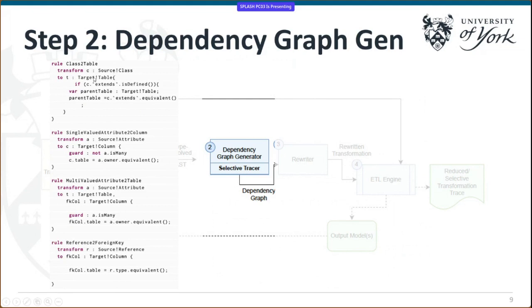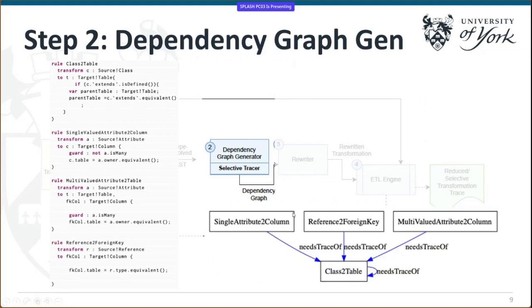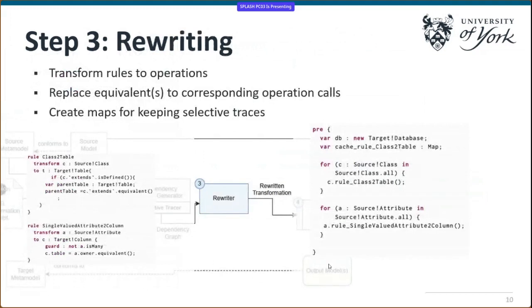So what we do in the dependency graph is create nodes with all the rules. So as you can see, these are the rule names, and then we create an edge if there is a dependency between them. So for instance, in rule single valued attribute to column, we see that there is a dependency to class to table rule, so we create an edge here. Now with this information, we know which rule needs the traces of which other rules.